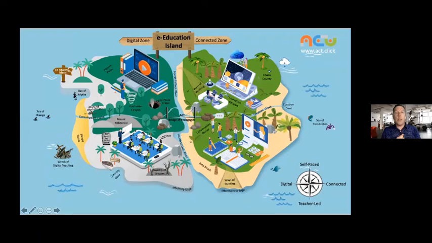There are actually two sides to e-education Ireland. There is the digital zone, which is here on the left, and the connected zone, which is here on the right. And as you see down the middle here, there is a little river called the Fourth EdTech River. So we made our way in our little boat through the sea of change, past the sharks. Hopefully not too many of us got wrecked, and we landed here.